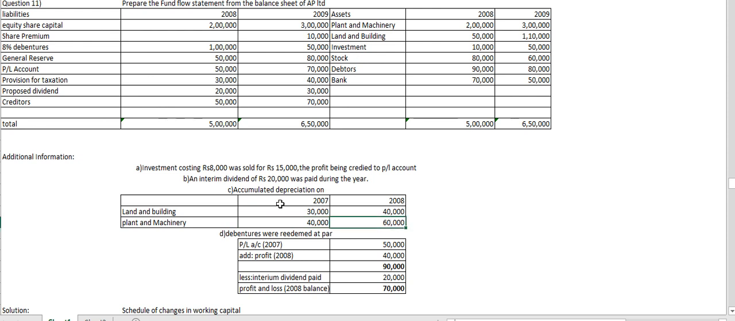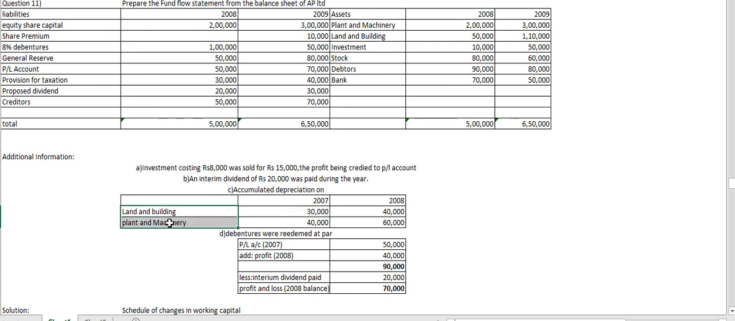Since they have given the accumulated depreciation amount, accumulated depreciation is nothing but the total amount of depreciation the company has charged on its assets, whereas depreciation is the amount of a company's assets which are depreciated for a single period, whereas this is for the accumulated or cumulative period, accumulated depreciation.